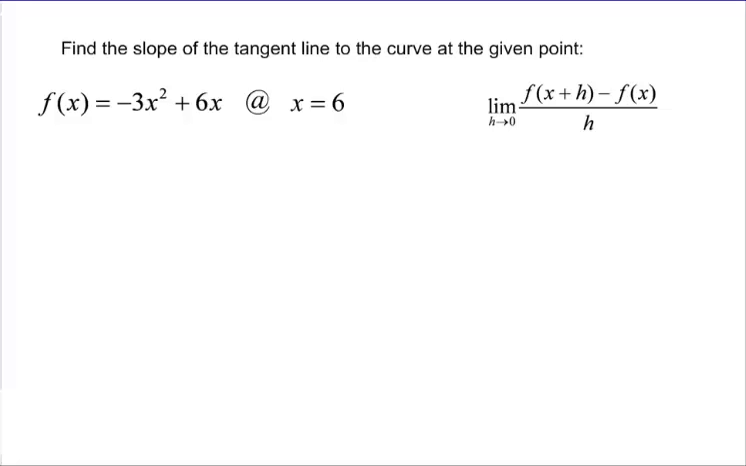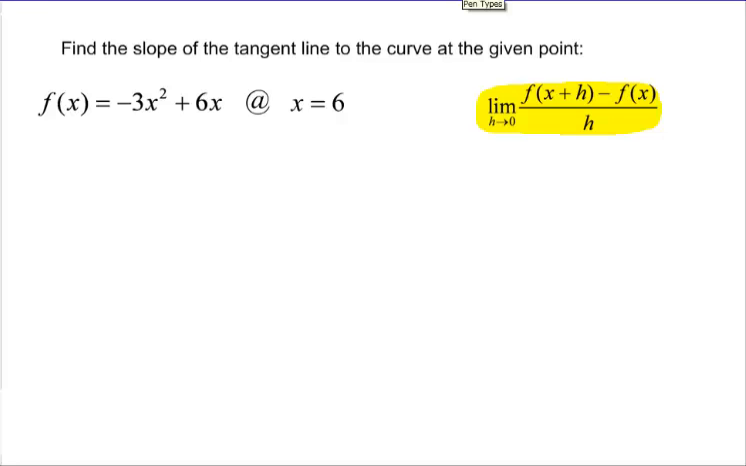Okay, let's look at finding the slope of a tangent line to the curve at a given point. The function that we're working with right here is negative 3x squared plus 6x. The point we're interested in is when x is equal to 6. And the super important part of all of this is our rule for finding that instantaneous rate of change, for finding that slope of that tangent line, and it's this guy right here.